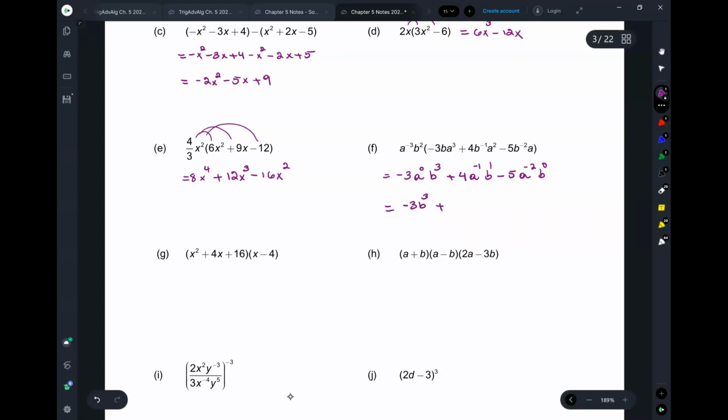Plus, okay, there is a negative exponent here. Who does that -1 belong to? The a. So just the a moves down. The 4 and the b stay where they are. So it'll be 4b over a. Okay? Minus 5 stays where it is over a squared.